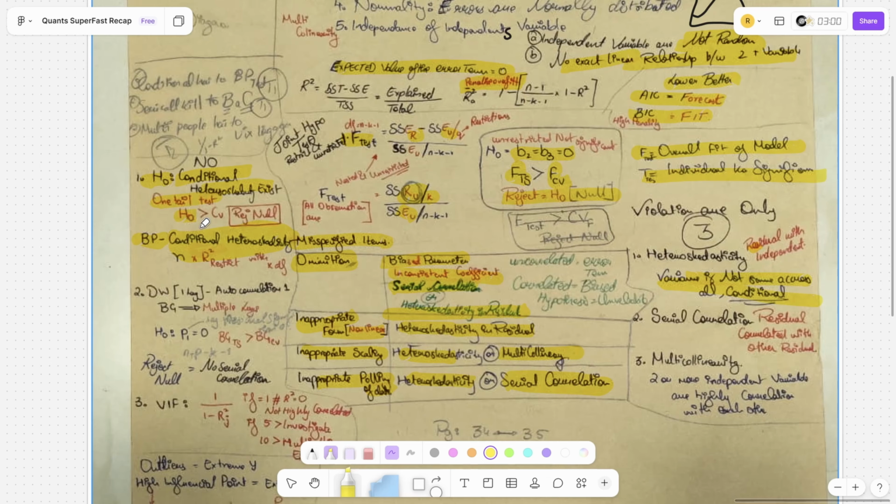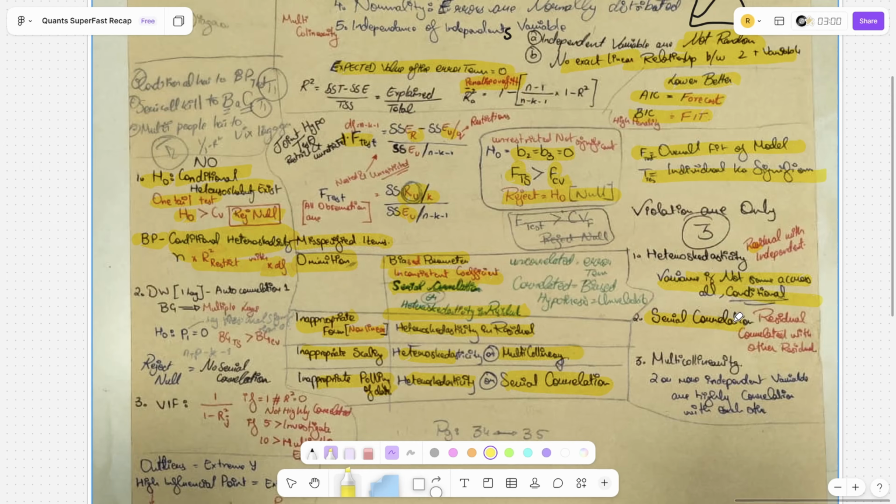If it is greater than the critical value, then we have to reject the null. The BP test says that n times R square of the restricted model, with degrees of freedom of k, is the BP test. You have to keep this thing in mind.